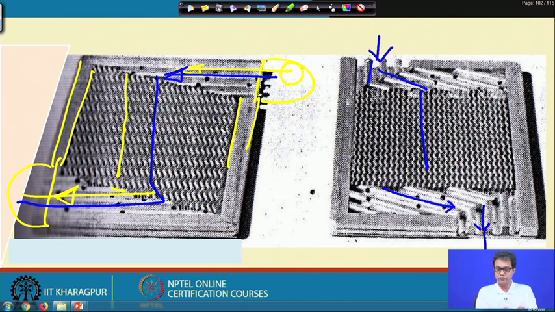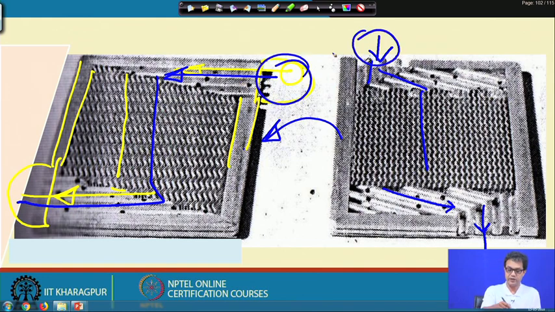If we superimpose these two layers, one on top of the other, you will find that one fluid is entering from this end, the other fluid is entering from this end. They are not mixing with each other, but this fluid is flowing in this direction, and this fluid is also in this direction. So, this constitutes a kind of parallel stream heat exchanger.